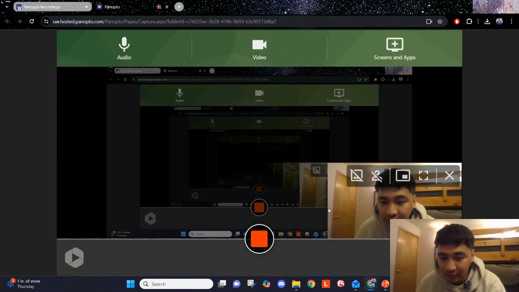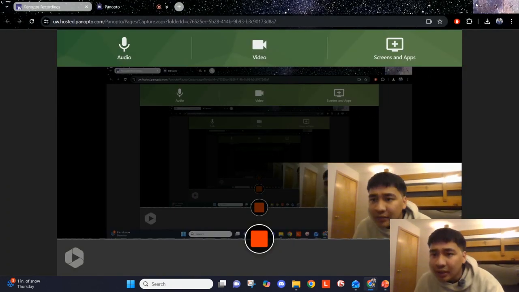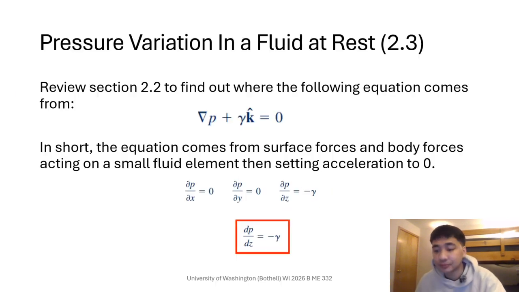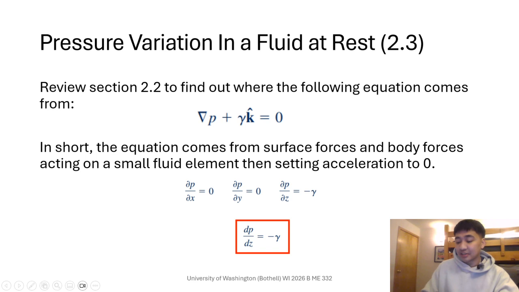Let's see, sorry. Panopto is saying we're in for 12 minutes. We're doing okay. I'm actually going to do a timer on my phone too, that way I can kind of see.